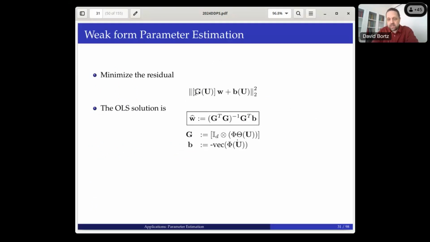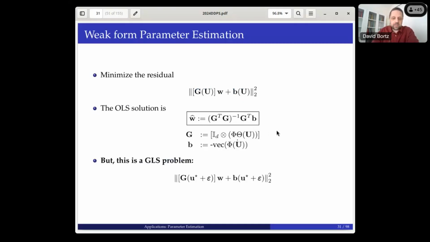If we have the matrix G, which has data in it, times the vector W, the parameters we want, and we have the vector B, which also has data in it, you can just solve the normal equations, right? This is what we learn in linear algebra. Very, very simple and straightforward.